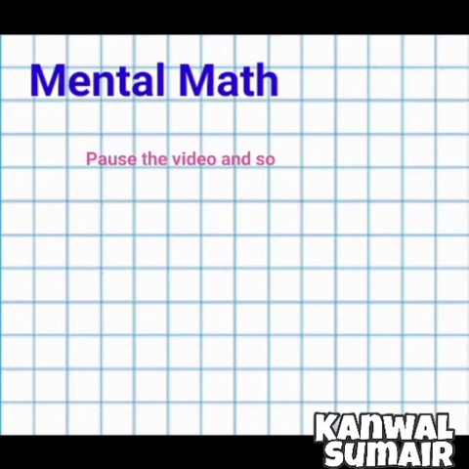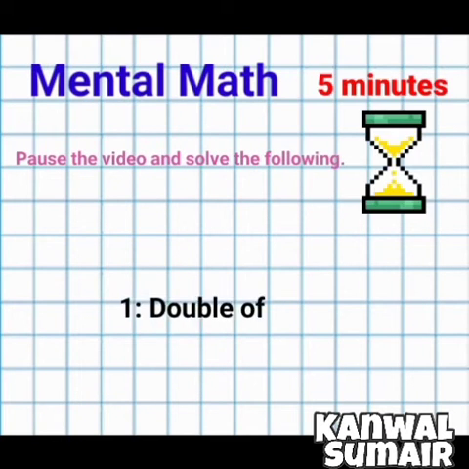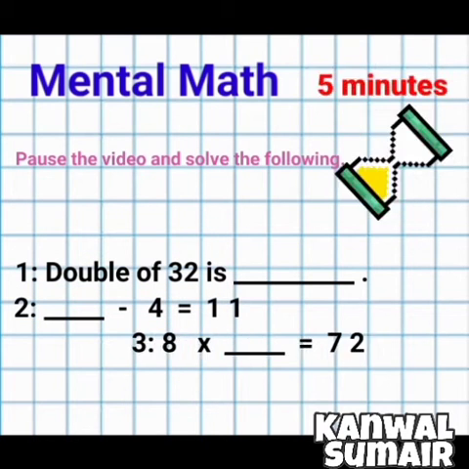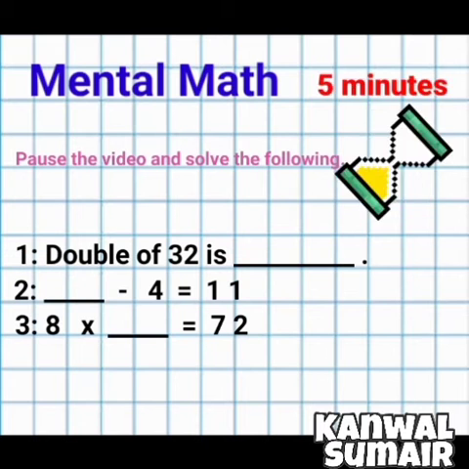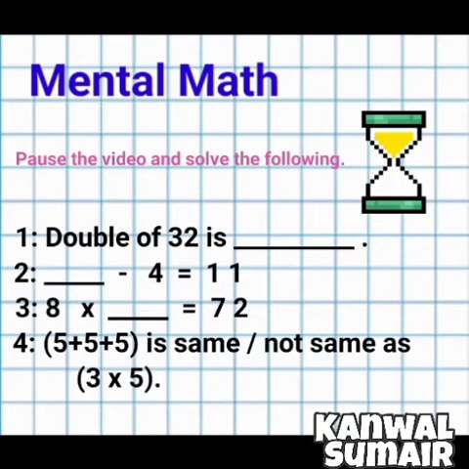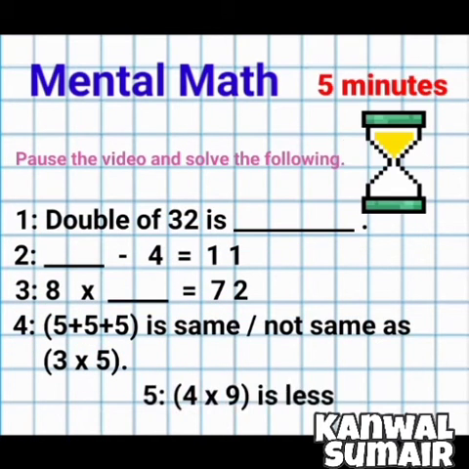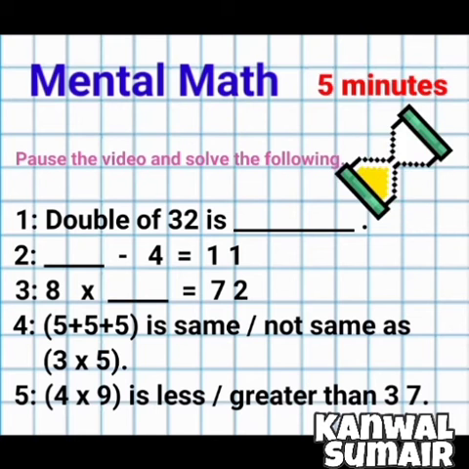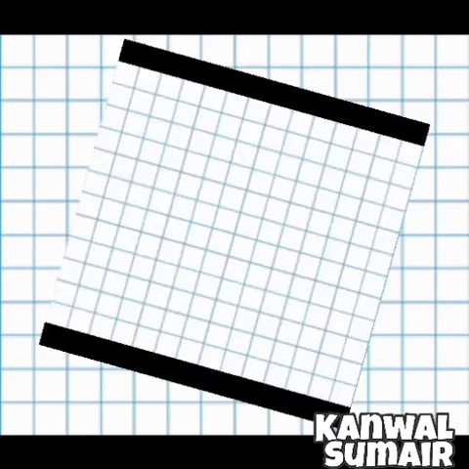Pause the video and solve the mental math sums in 5 minutes. Let's start. Double of 32 is equal to dash. Dash minus 4 is equal to 11. 8 times dash is equal to 72. 5 plus 5 plus 5 is same or not same as 3 times 5. 4 times 9 is less or greater than 37. You can do self-correction later on with the help of the answer key.